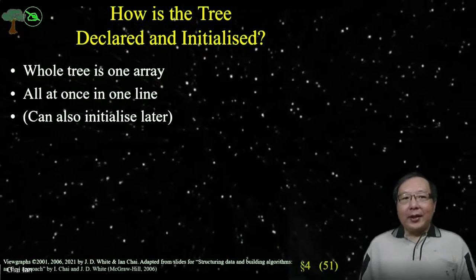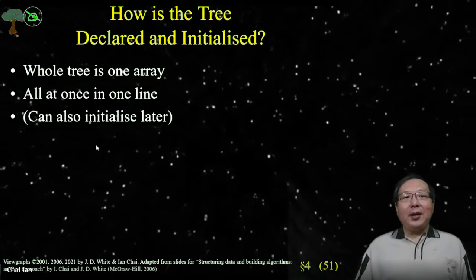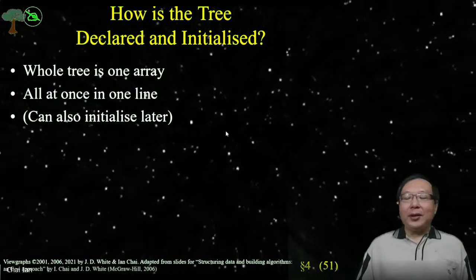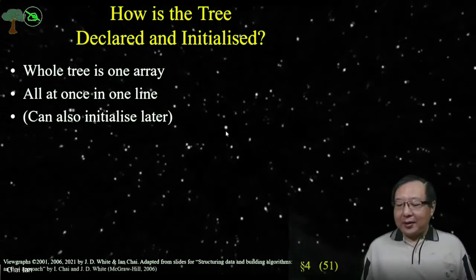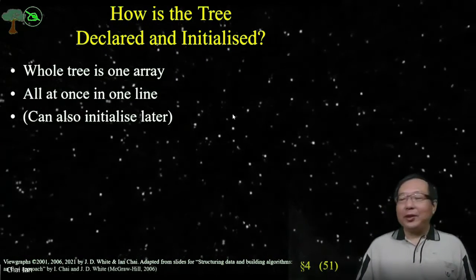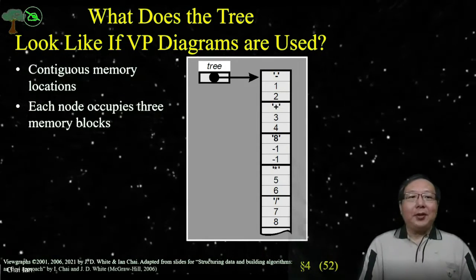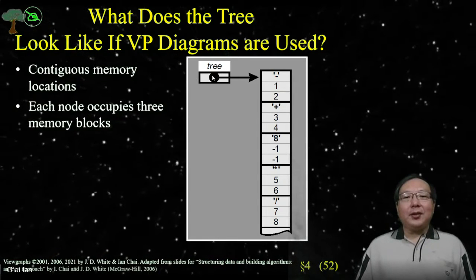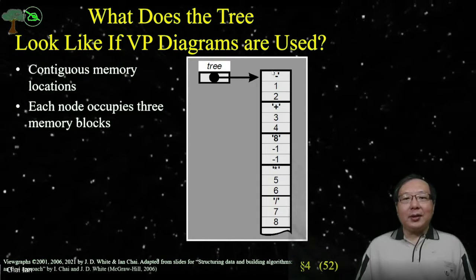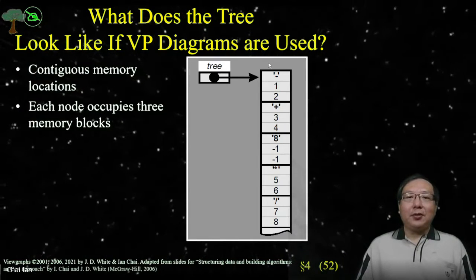How is the tree declared and initialized? We can declare the whole tree in one array. Or you can initialize one at a time, or you can initialize it later, like in the linked list. But the advantage here is that you can declare the whole tree in one shot. And what does the tree look like if VP diagrams are used? Because it's an array of records, it's contiguous memory locations. So each item in the array is a record, and each record has that structure of the record. So each node occupies 3 memory blocks.